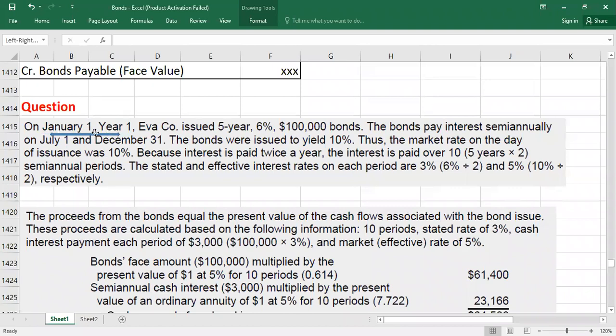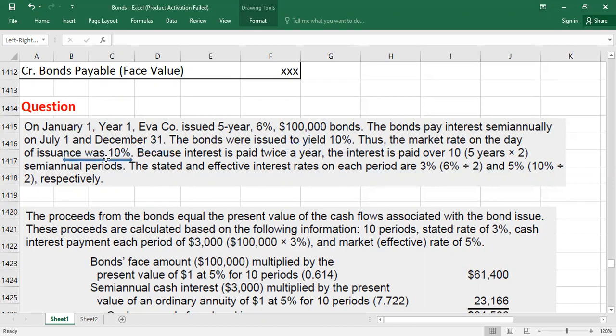They're telling you that on January 1, year 1, EVA company issued bonds with 5 years, which is the maturity period, by the way. 6% is the stated rate of interest. $100,000 is the face value. The bonds pay interest semi-annually. And they're telling you the bonds were issued to yield 10%. Actually, it is the market rate, and the market rate on the day of issuance was 10%.